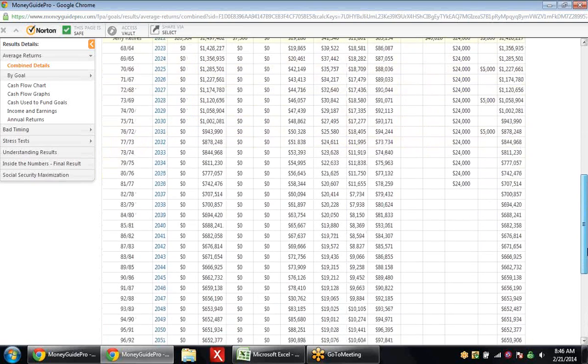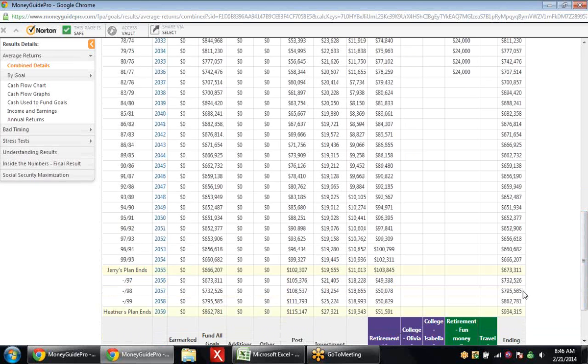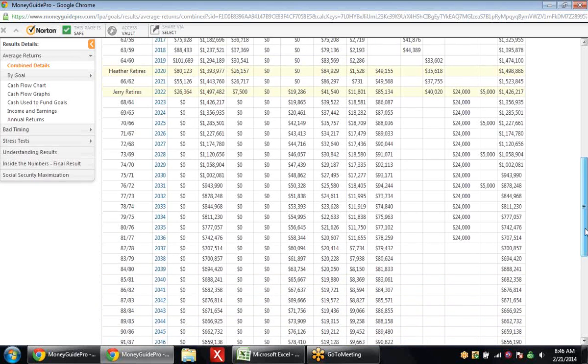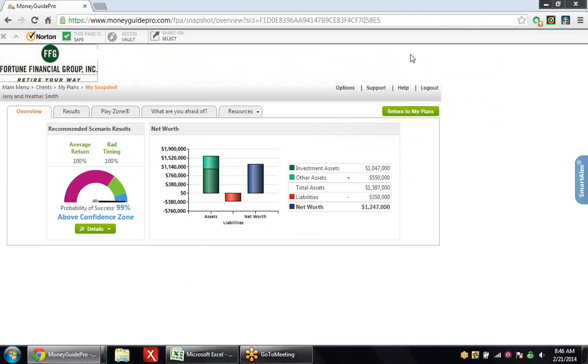As you can see in this plan, the account balance overall is going down a little bit over time, so it's a little bit of a risky plan to think this is going to work out. But even to the wife's age 100, there's still quite a bit of money left in the plan. So there is a pretty good probability of success here in this plan as is.